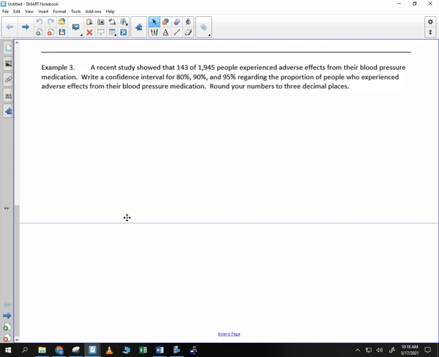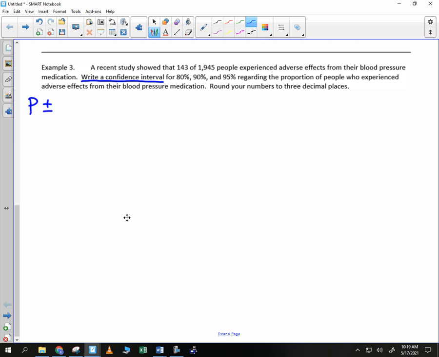So, let's start off. Here we go. If you see "write a confidence interval," here's what you want: the percent, plus or minus, your Z-score, times sigma. That's what we want. It's as simple as that.